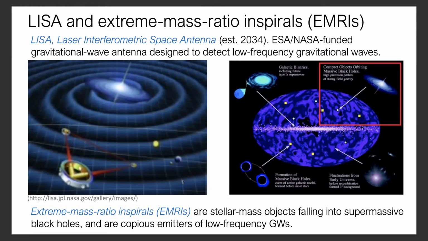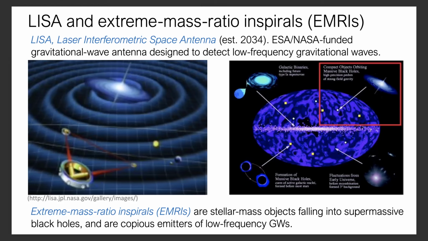By flying things in space, we will allow ourselves arm lengths that are significantly longer than the 4 kilometer arm lengths of LIGO. Because of this, the longer arm lengths allow us to probe gravitational waves of much lesser frequency than the ones that we are able to see at the moment. And these low frequency gravitational waves are so important because many of the important sources of gravitational waves do have very low frequencies. So my favorite source, my favorite system, is the so-called extreme mass ratio inspiral.